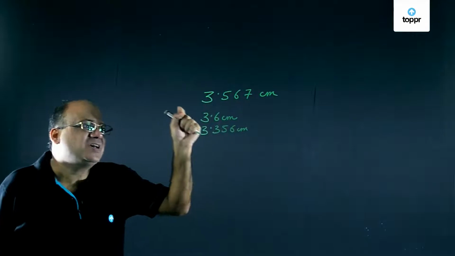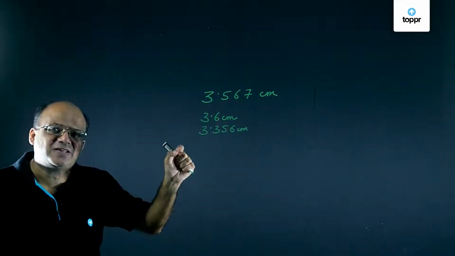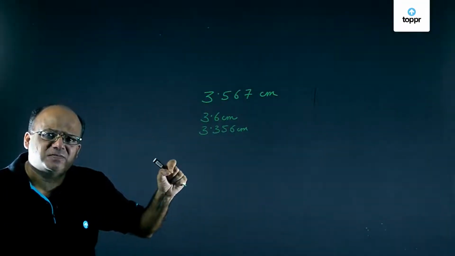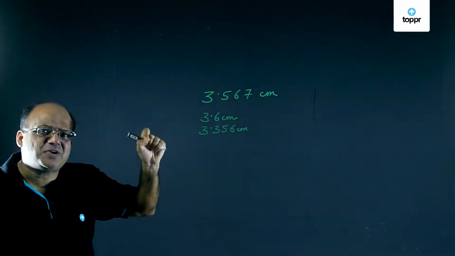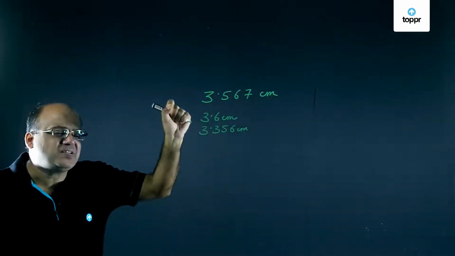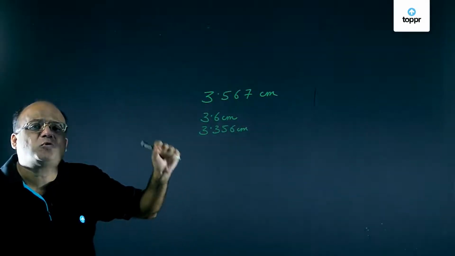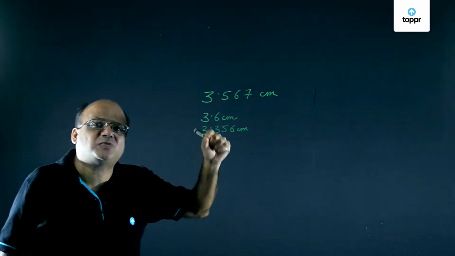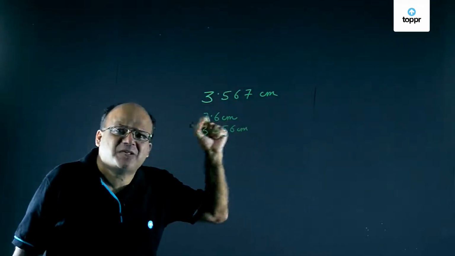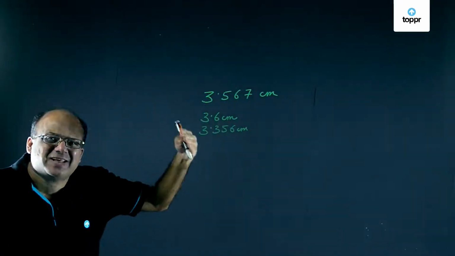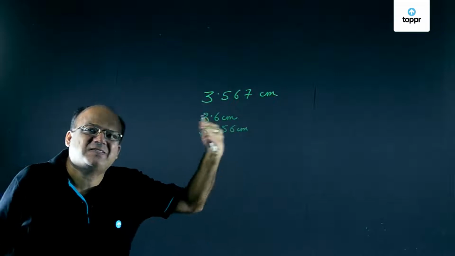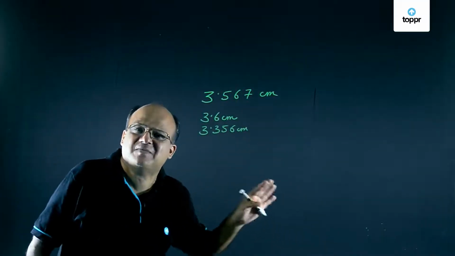Therefore, we say 3.356 has got more precision. So this is the meaning of precision. And this is the difference between accuracy and precision. Accuracy tells us how close the value is to the exact value. And precision tells us how many decimal places, how many significant digits we have got in that measurement.